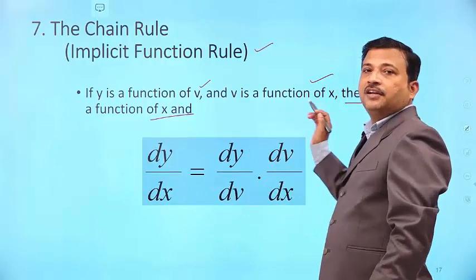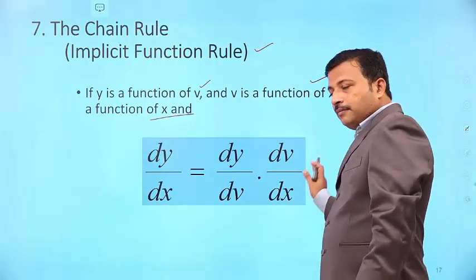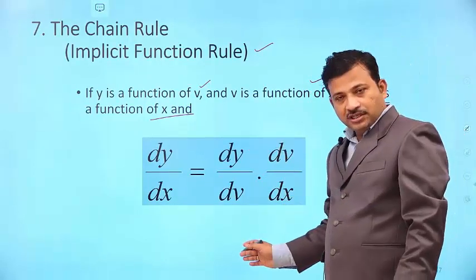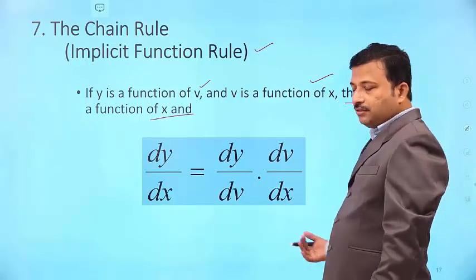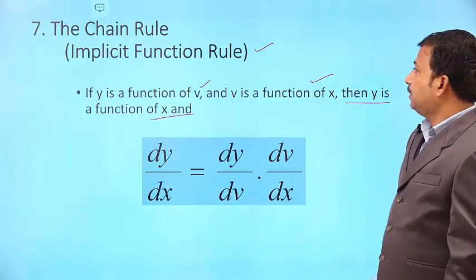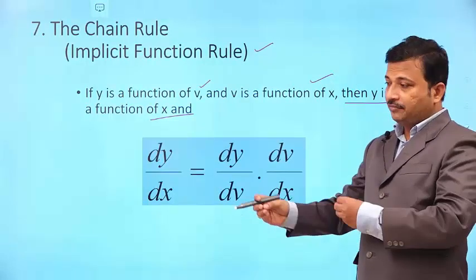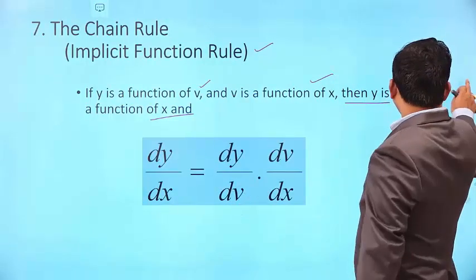So we cannot differentiate directly to the x. We have to first differentiate with respect to v, then you have to differentiate with respect to x. That is why it is called the chain rule, one after another. You have to do it, right?